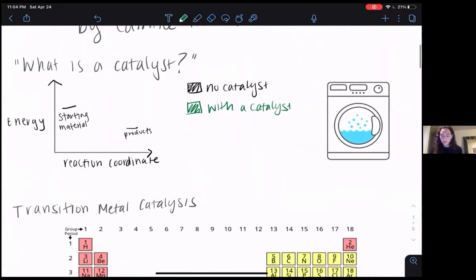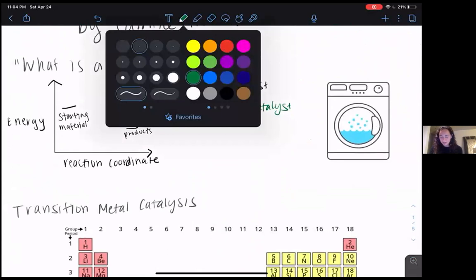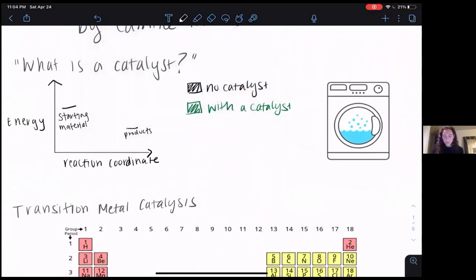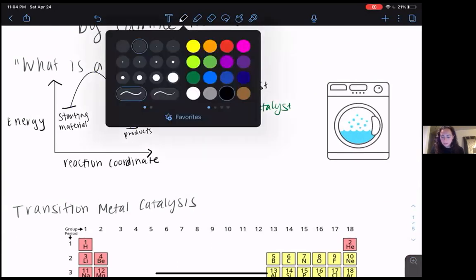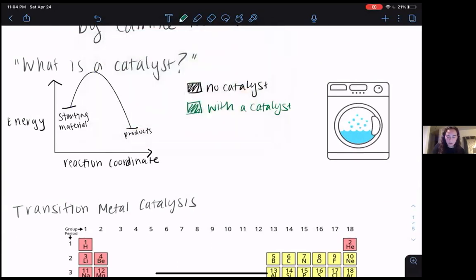First of all, what is a catalyst? In chemistry, a catalyst is something that lowers the energy required for a reaction to take place. If you imagine that without a catalyst, a reaction has a high energy barrier, but in the presence of a catalyst, we can lower that energy barrier so that the reaction can occur, as shown here, where on the left we have the starting materials and on the right we have the products, and the energy barrier is the line I just drew.